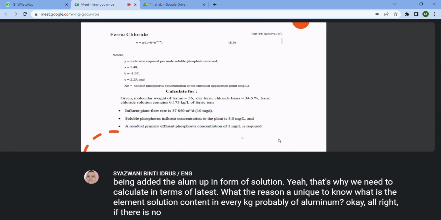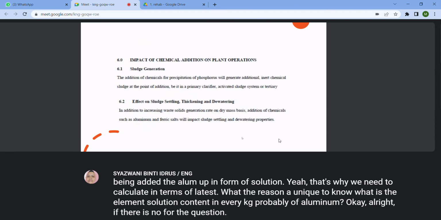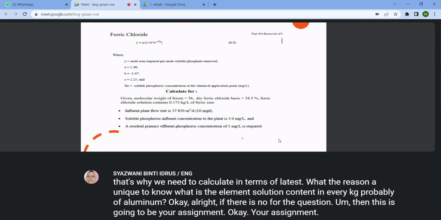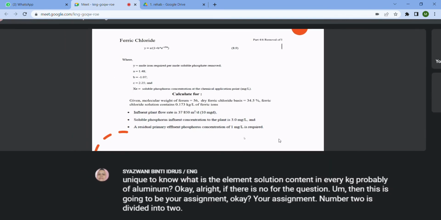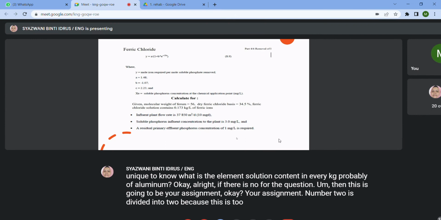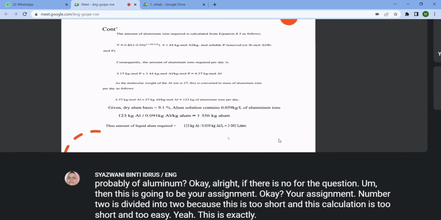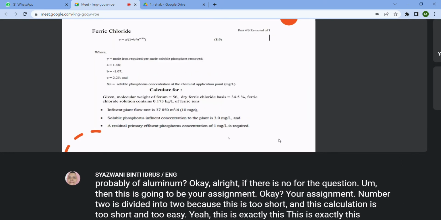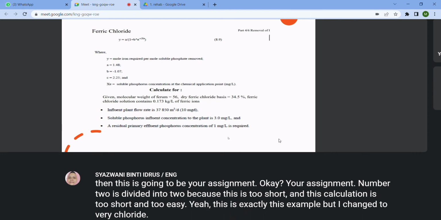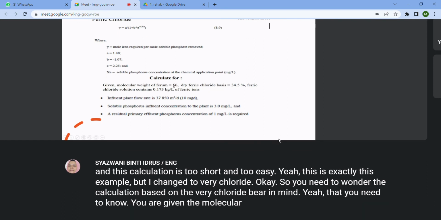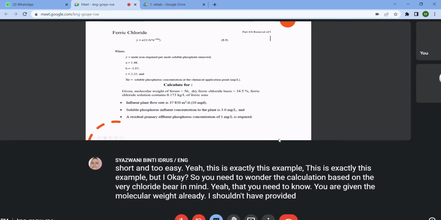If there is no further question, then this is going to be your assignment. Your assignment number 2 is divided into 2, because this calculation is too short and too easy. This is exactly this example, but I changed it to ferric chloride. So you need to conduct the calculation based on ferric chloride. Bear in mind that you are now given the molecular weight already. I shouldn't have provided this value, 56.